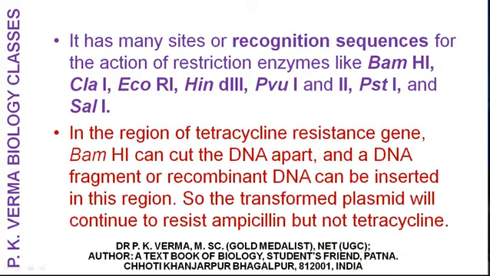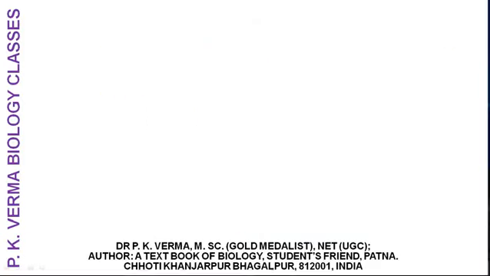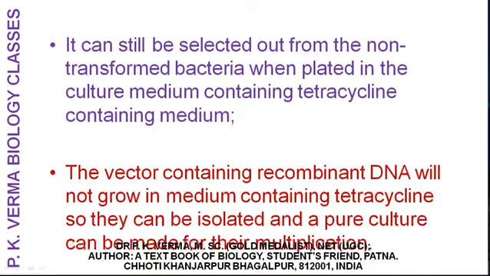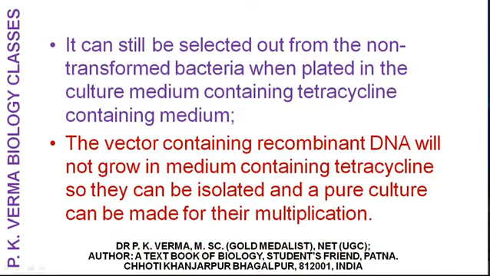In the region of tetracycline resistance, BamHI can cut the DNA apart and a DNA fragment or recombinant DNA can be inserted. So if there is transformation, this tetracycline resistance gene will be damaged. So the transformed plasmid will continue to resist ampicillin but not tetracycline. It can still be selected out from the non-transformed bacteria when plated in the culture medium containing tetracycline.